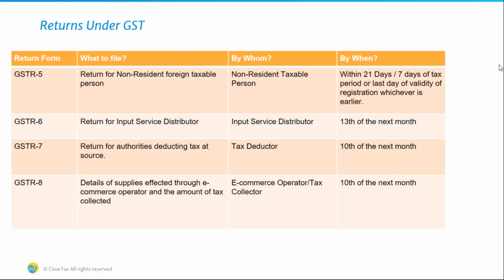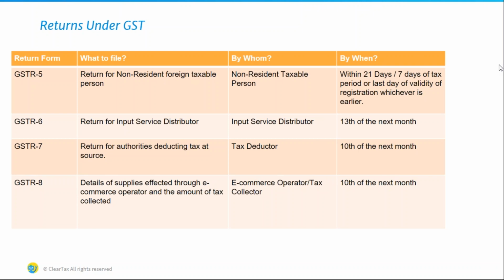Next we have GSTR 6. This is coming from the services tax that we see today. In services tax, we have a concept of input service provider or input tax distribution, wherein the head office consumes a certain set of services and distributes the input of such services onto different branches and different units.